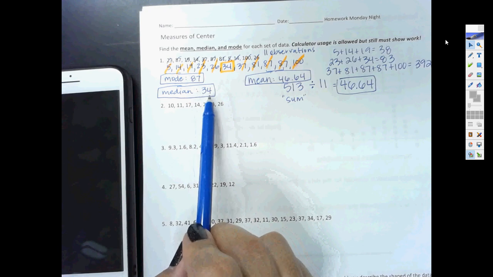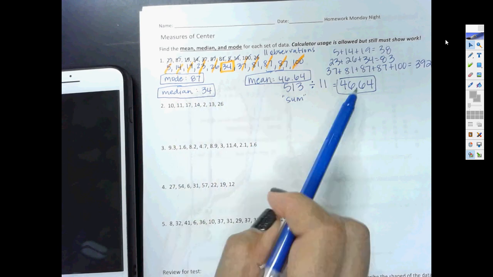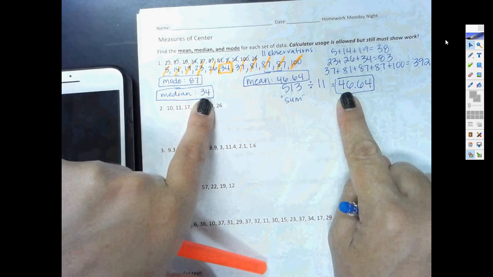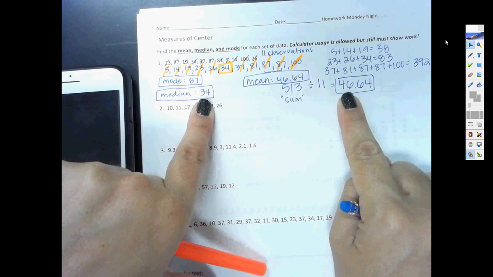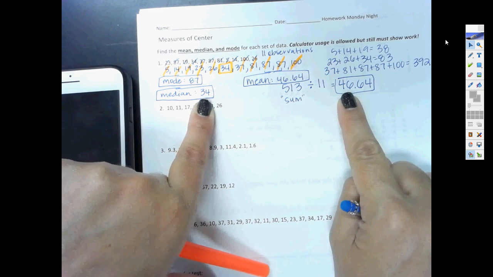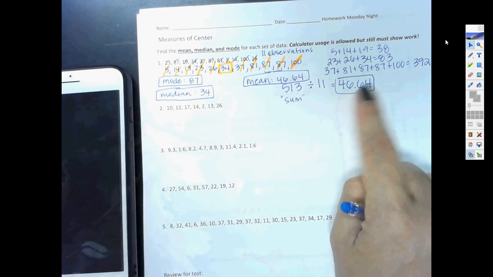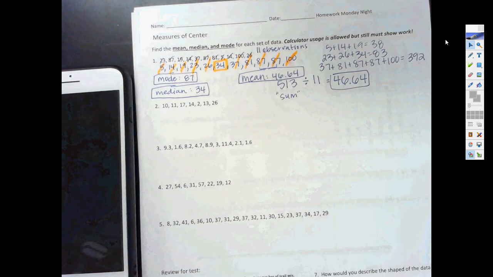Now, if you notice, our median and our mean are decently apart. That might tell us that our data might be skewed a little bit if we graphed it. If they're super close together, then we know that that's going to be pretty normal, evenly spread data. But when you see a big gap between them, then you could have some skewed data. And if we're going from 5 to 100, that's pretty spread out.